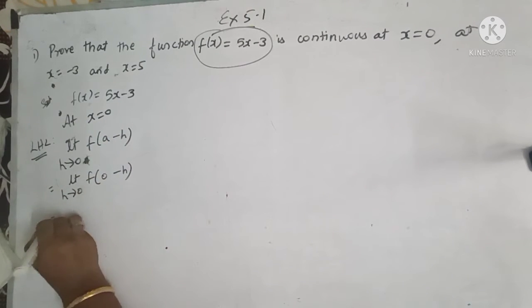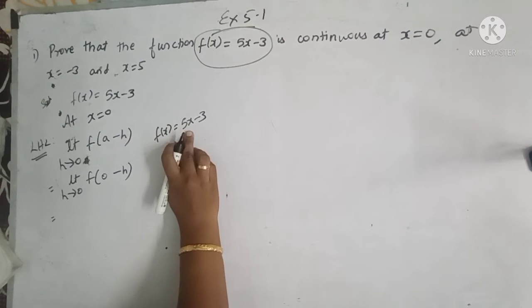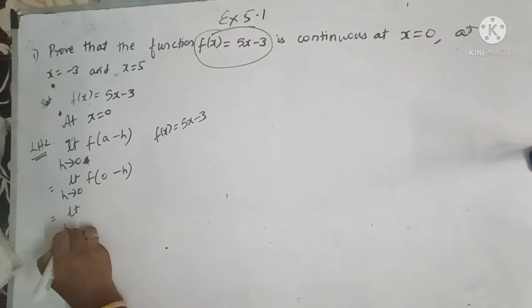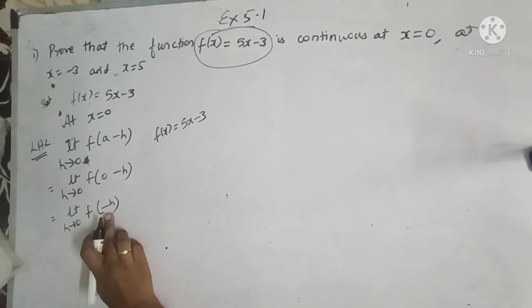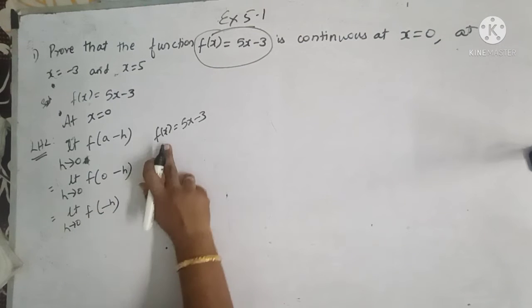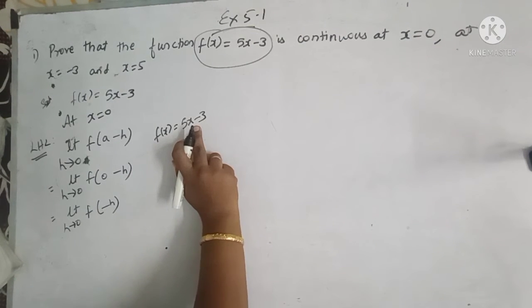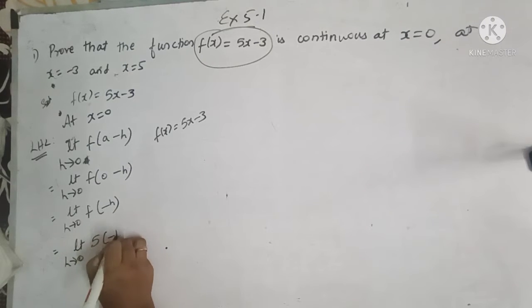0 minus h. Actually, what is f of x? F of x is nothing but 5x minus 3. Now we have to substitute limit h tends to 0 f of, what is 0 minus h? It is nothing but minus h. Now we have to substitute in the place of x as minus h. So this is equal to limit h tends to 0 5 into minus h minus 3. Now we just substitute h value to be as 0. When I substitute h value as 0, what happens? 5 into 0 is 0. 0 minus 3 is nothing but minus 3. We obtained the LHL value, that is left hand limit value.